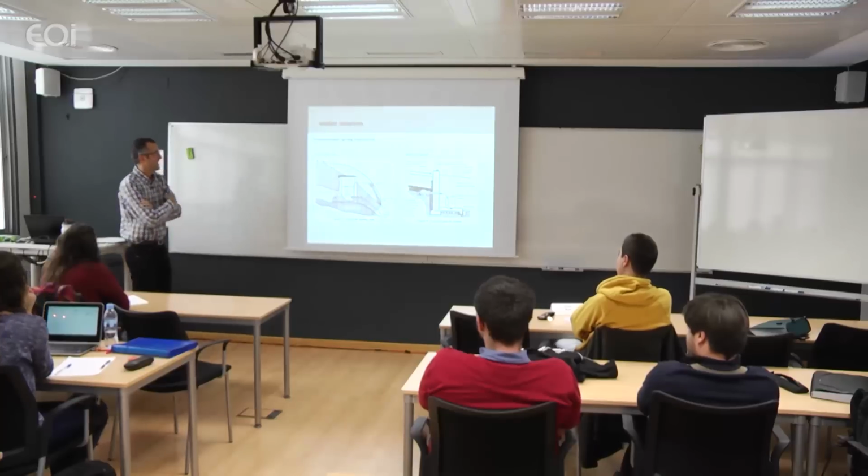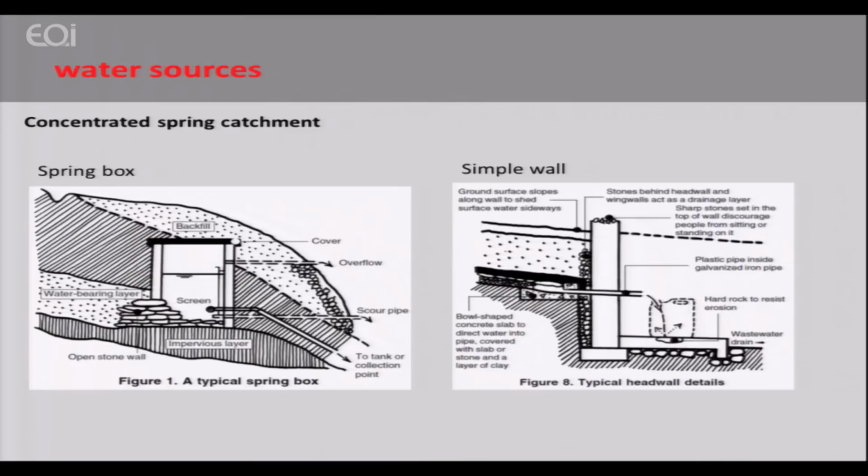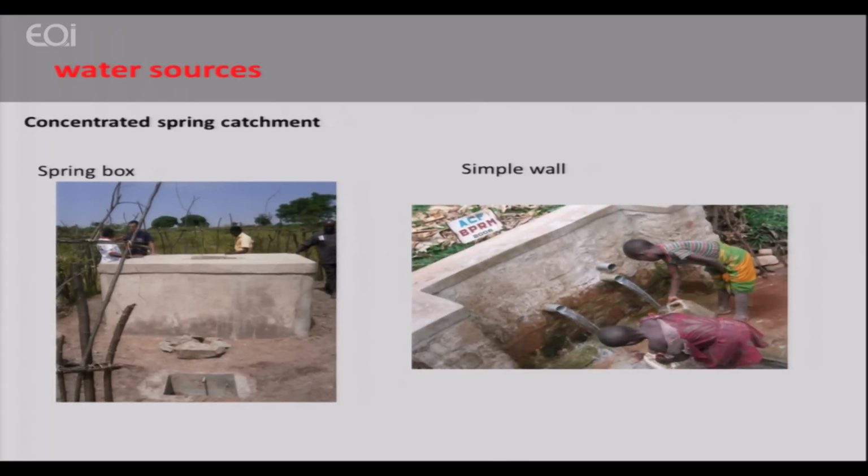So this is a concentrated spring catchment. We have this spring box, as you saw before, and then we have simple walls. This is a simple fountain in the mountain where you take water from. Here we have the aquifer. We install a wall with a small pipe, and here water is always coming. Well, not always, but as long as we have enough water in the aquifer. So we have simple wall and spring box, as you saw in the one before. Spring box is this one. This is the chamber, and this is the simple wall. The aquifer is here, and you have the fountain there.